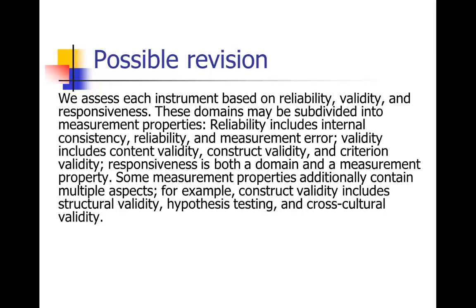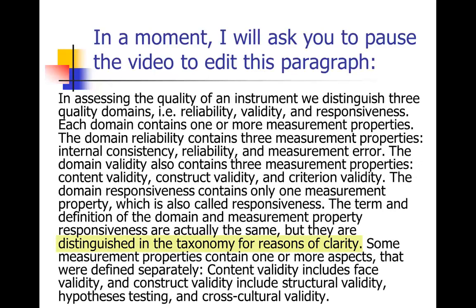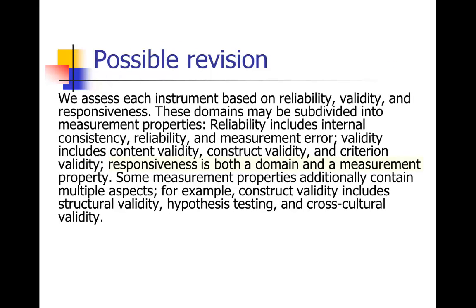Validity includes these other 3. And responsiveness is both a domain and a measurement property. They had kind of a long spiel in the original where they were explaining, well, it was actually funny, I'm going to scroll back to it here. They were saying that for reasons of clarity, the domain and the measurement property have the same name. I was thinking, well, that actually makes it more confusing to me, not more clear. But anyway, I pared down that whole discussion by just saying that responsiveness is both a domain and a measurement property.